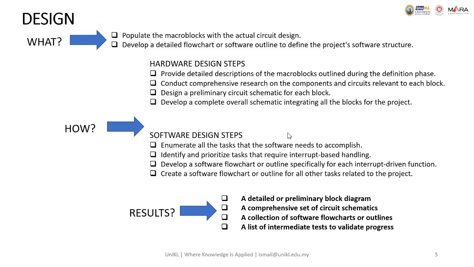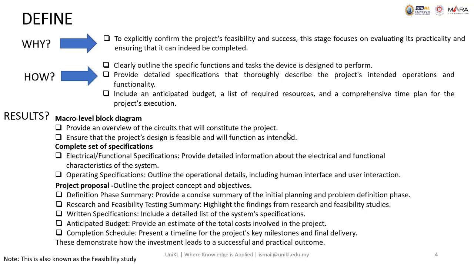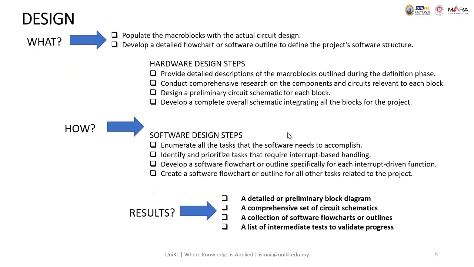So what is actually done in the design stage is to populate the micro block with the actual circuit design. We have a micro-level block diagram, then we populate the micro blocks with the actual circuit design, right? Sometimes we simulate it using any software. Develop a detailed flowchart or software outline to define the project software structure. So these are the activities conducted in the design stage.